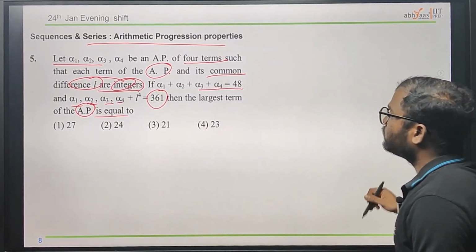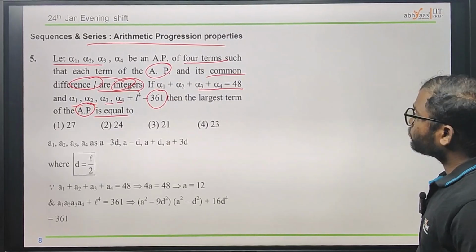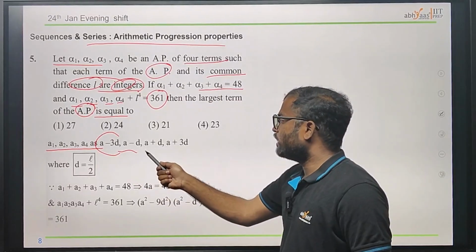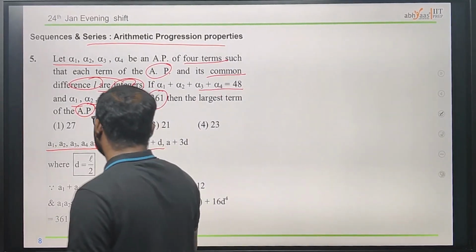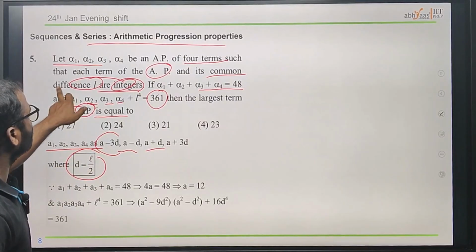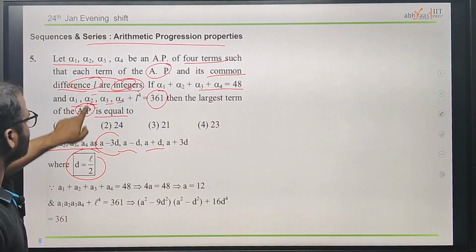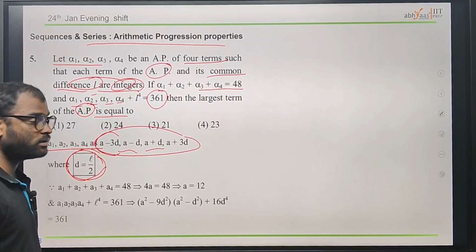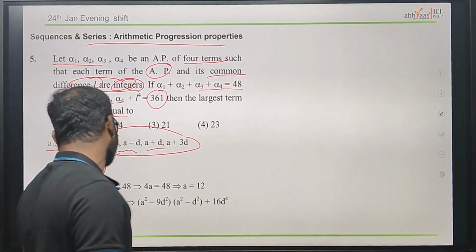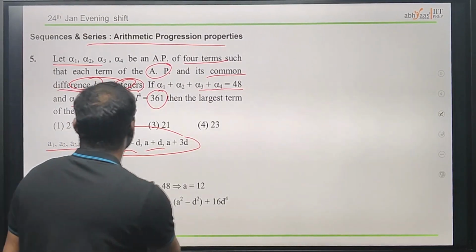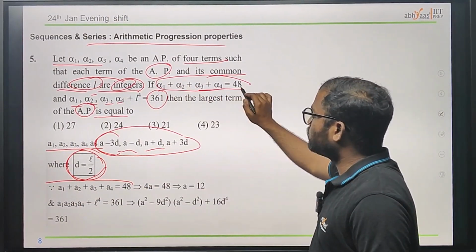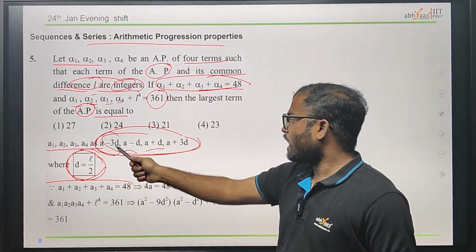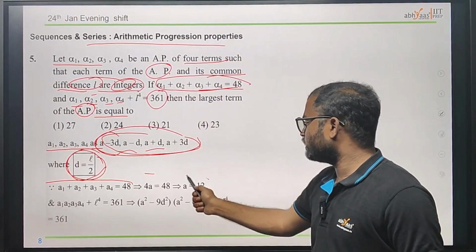Using the given information, we can write the terms as a minus 3d, a minus d, and so on in the arithmetic progression. Since they have given that d is equal to L by 2, the common difference, we write d as L by 2. Since the summation is equal to 48, adding all these terms we will get the a value as 12.